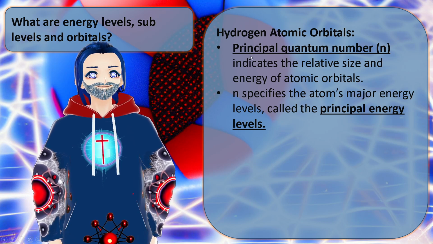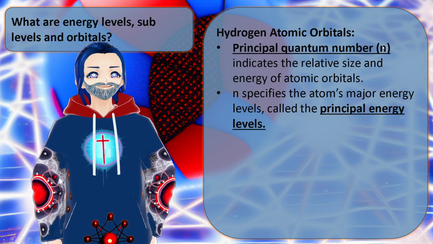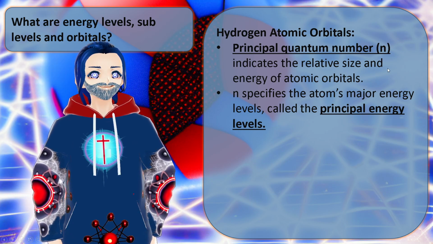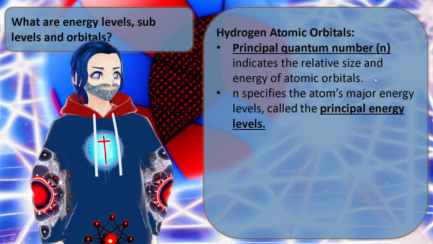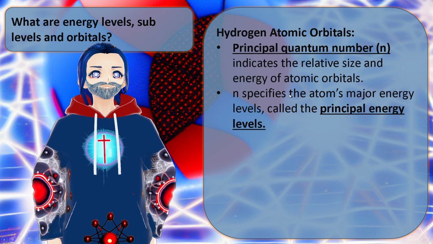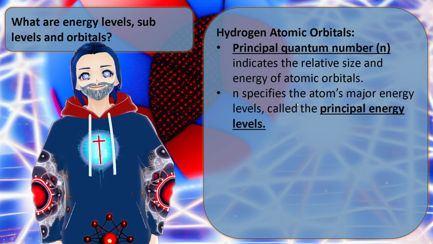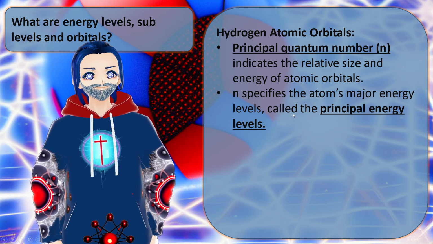So when looking at a hydrogen atom or hydrogen orbitals, the principal quantum number, or n, indicates the relative size and energy of an atomic orbital. n specifies the atom's major energy levels, which are called the principal energy levels.